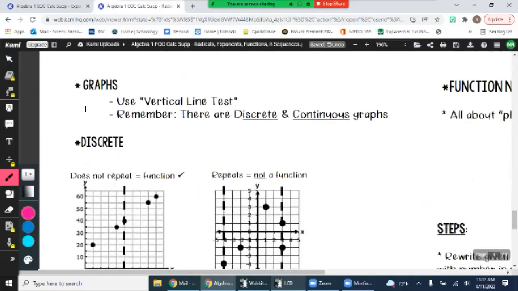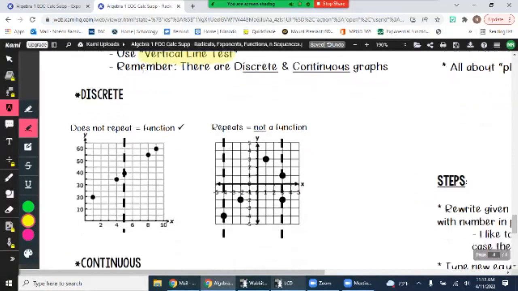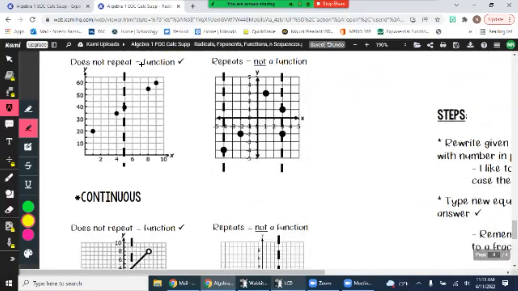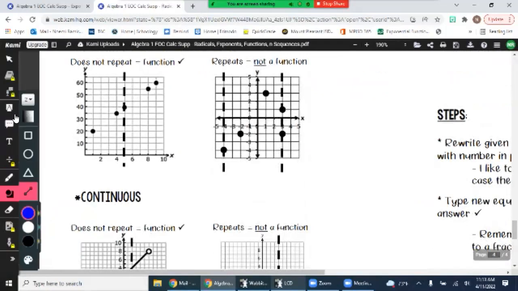With graphs, you want to use the vertical line test, meaning you're going to draw a vertical line going through the function. There are discrete and continuous graphs, meaning you have some graphs that have points that are not connected, but some that are. If I were to draw a vertical line through each one of these points here, you already have one that's drawn through that point. But let's say I draw it through this one, this one, this one, and this one.